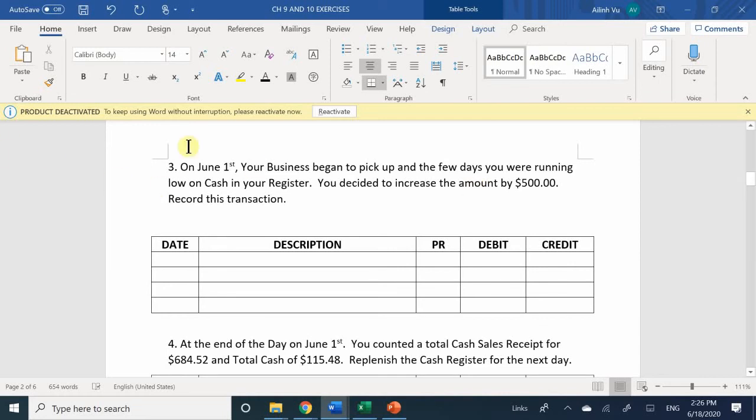Your cash register was low on cash. So what you need to do is increase the amount. You decided to increase the amount by $500 into the cash register. Yeah, so $300 is not enough. You need to increase the amount in it.